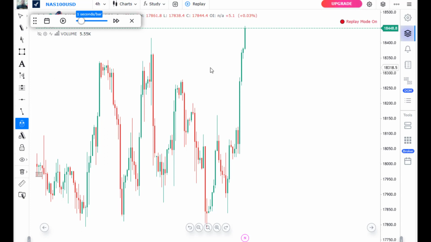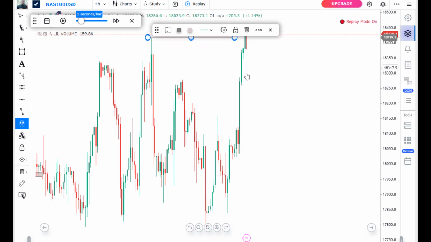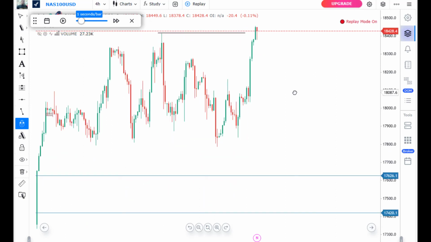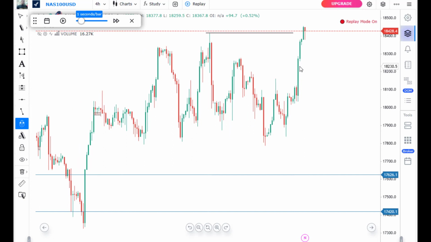Now the second thing I look for is break of structure. Now if you look at it, this is the previous high that we had at this moment, right? And this previous high, we have candle that has broken through. Okay, we have this candlestick that has closed above this structure here, indicating what? The break of structure. Now once I identify this break of structure, I identify my liquidity, my imbalance.